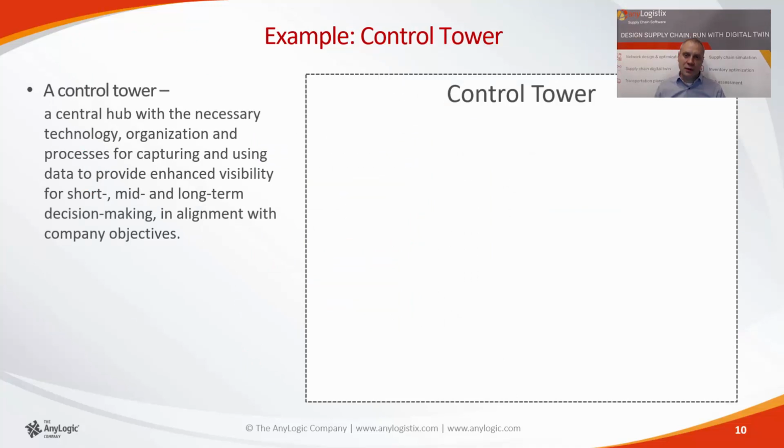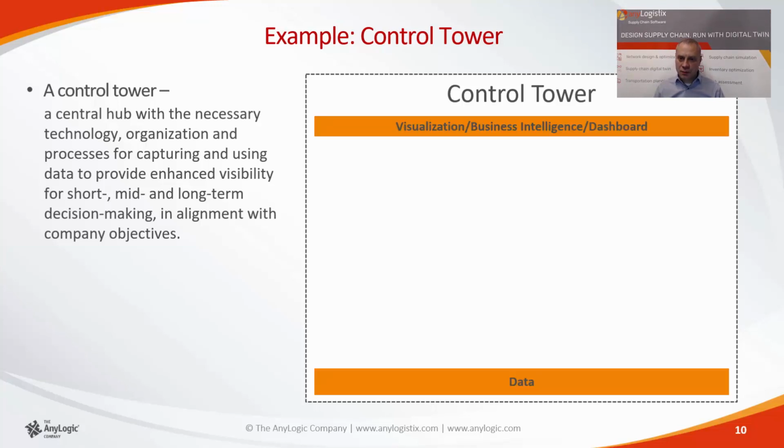As an example, let's consider a control tower. For those who are not familiar with this term, this is just a central hub which gives you visibility on your supply chain, what's going on inside your supply chain, and also which helps you to make the decisions and track your actions. The control tower has 2 main components: visualization or BI, which the user uses to make the decisions and to analyze the current state of the supply chain.